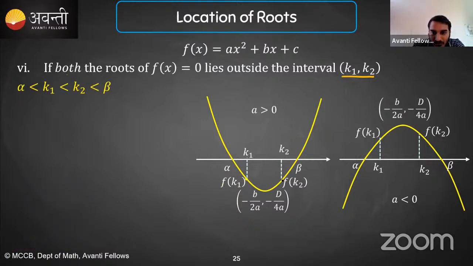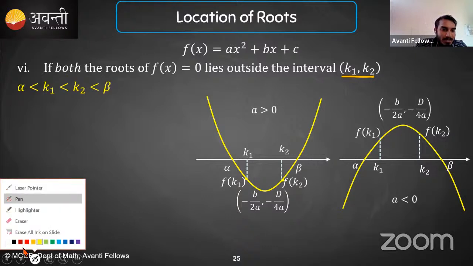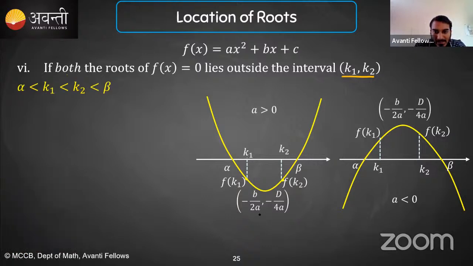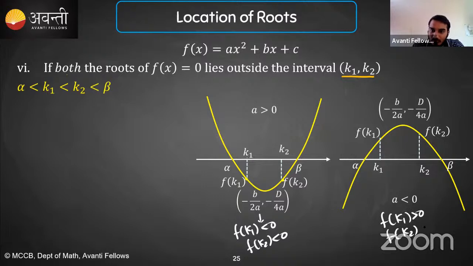f of K1 and f of K2, right? And here f of K1, f of K2, right? Okay, so everyone pay attention here. If A is greater than 0, what is the condition? That f of K1 is less than 0, f of K2 is less than 0. Yes or no? And if A is less than 0, then the condition is that f of K1 is greater than 0, f of K2 is greater than 0. Right? Is this clear?